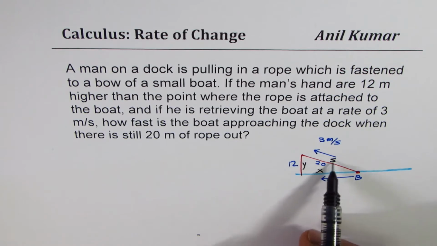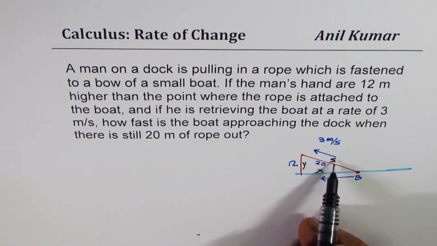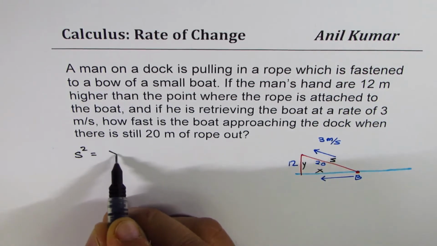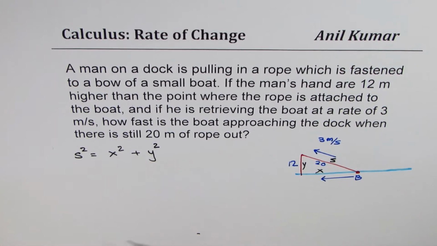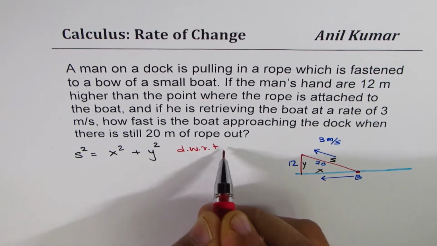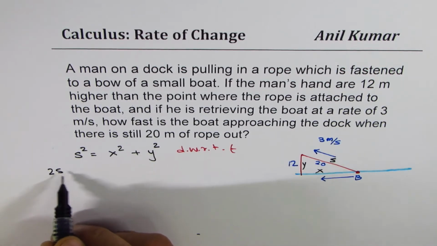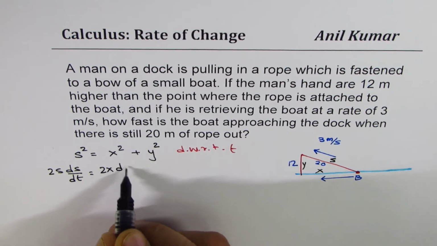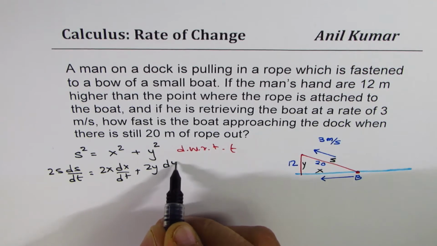How do we relate these things? So clearly, x square plus y square is equal to s square, right? So you could write s square equals x square plus y square. Perfect. Now if I differentiate this with respect to time, what do I get? So I get 2s ds/dt plus 2x dx/dt plus 2y dy/dt.